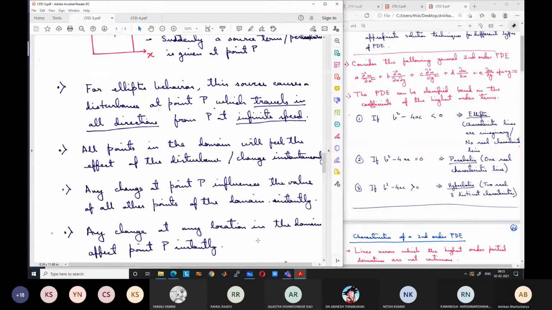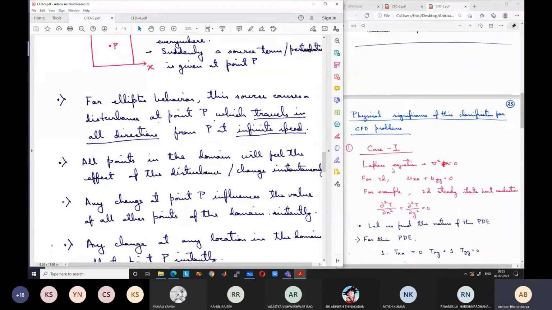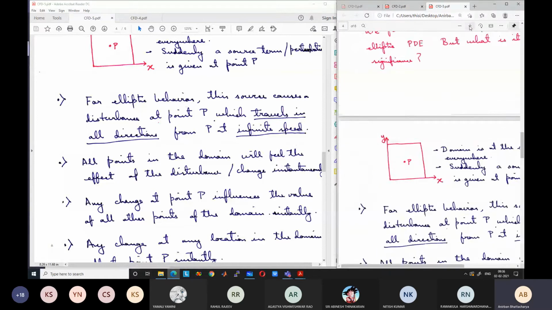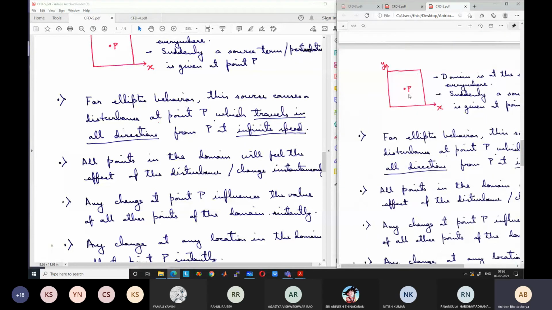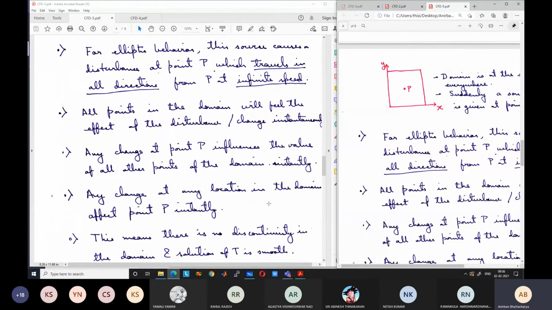The second thing is that any change at any other point instantly changes the value at P. So if we make any change at any other point, that also is felt instantly at P. Any change at any location in the domain affects the point P instantly.